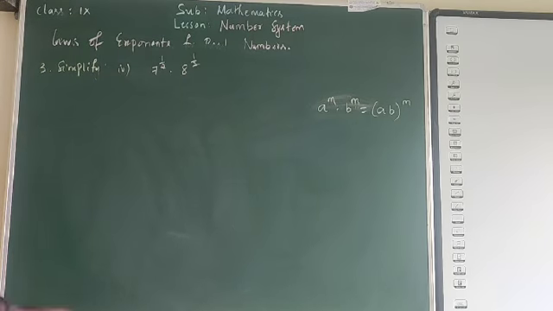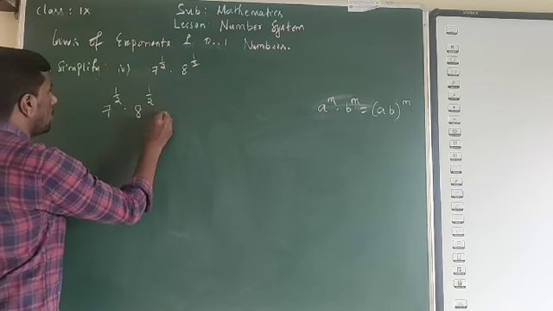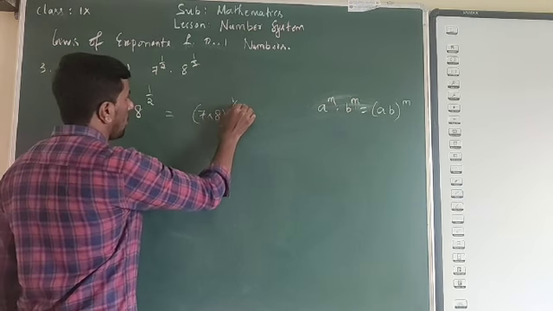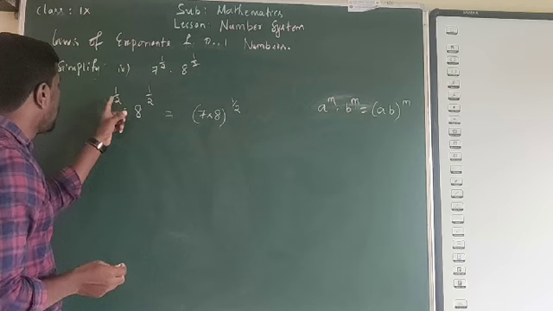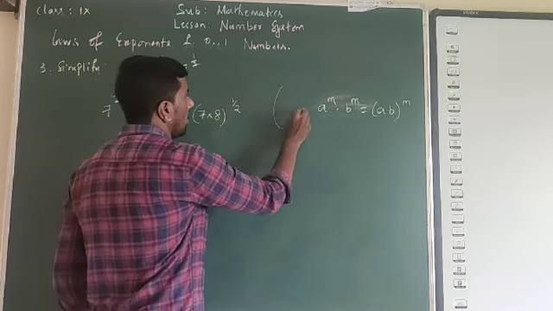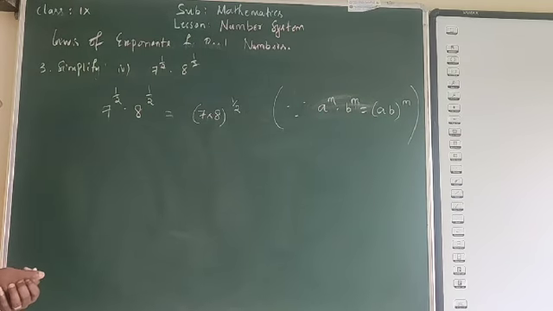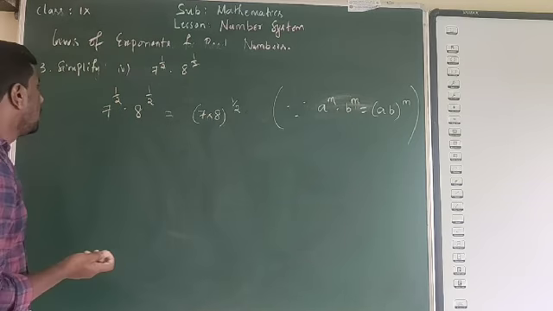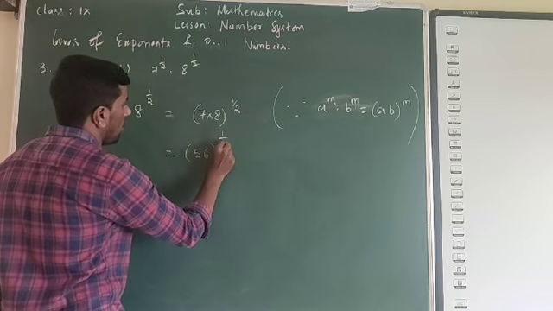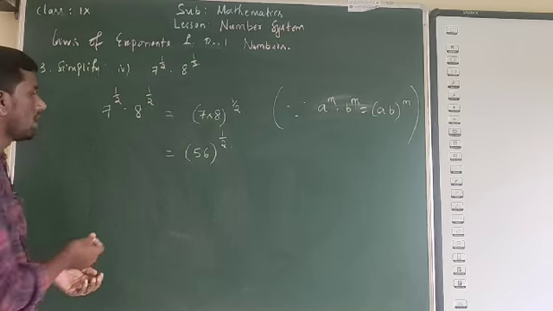So we will do this. 7 to the power of 1 by 2 into 8 to the power of 1 by 2 can be written as 7 into 8 whole to the power of 1 by 2. Correct? A to the power of m into b to the power of m can be written as a into b whole to the power of m. The same law. So 7 8s are 56 to the power of 1 by 2. So this will be the simplification.